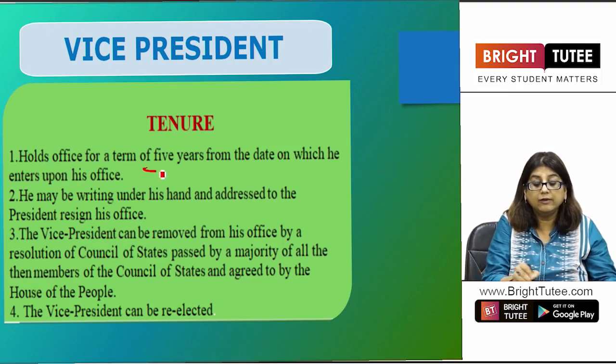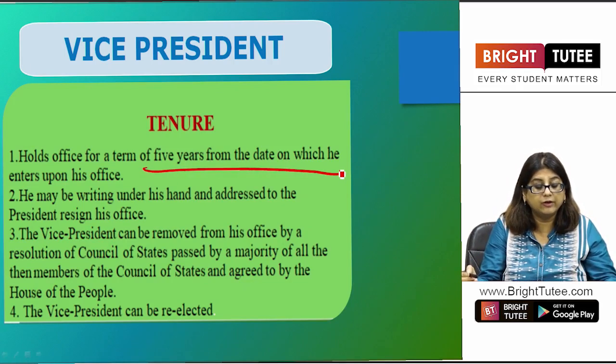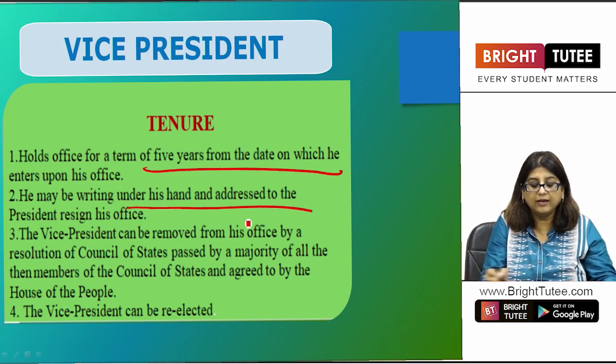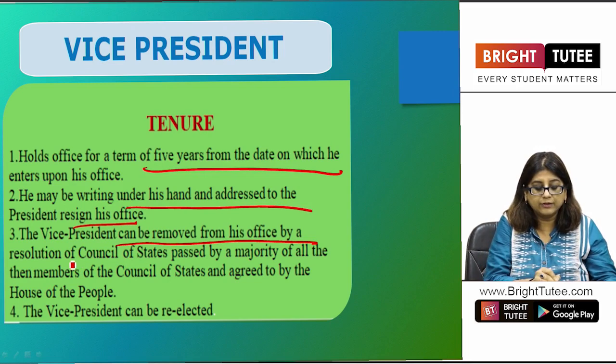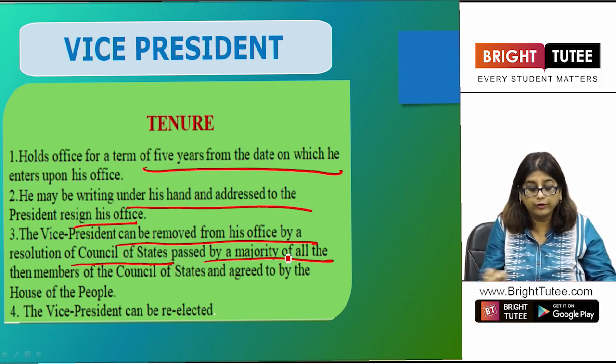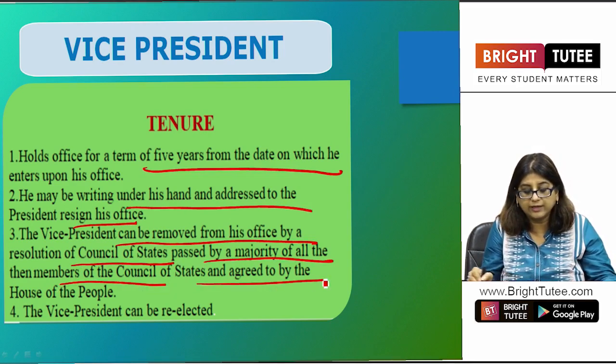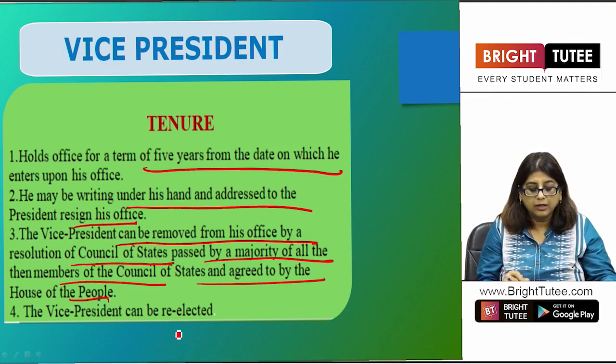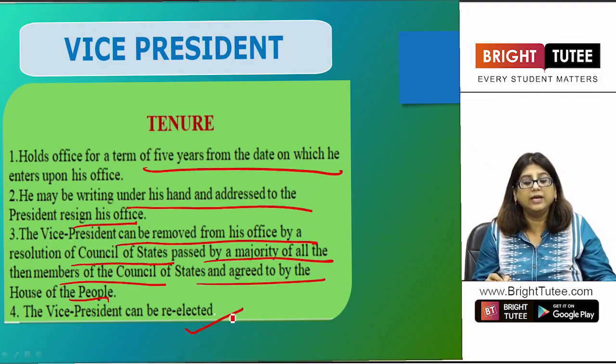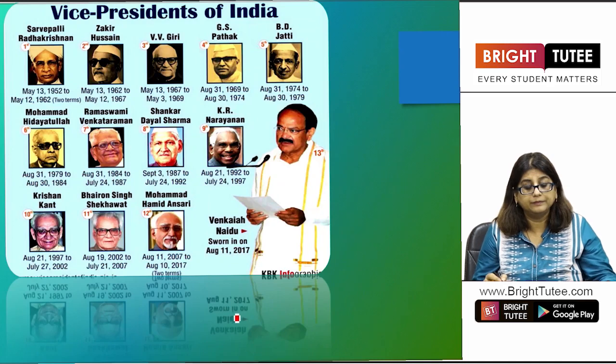His tenure is 5 years from the date on which he enters upon his office. He may resign his office by writing under his hand an address to the president. The vice president can be removed from his office by a resolution of the Council of States passed by a majority of all the then members of the Council of States and agreed to by the House of the People. The vice president can be re-elected. These are the list of the vice presidents of India.